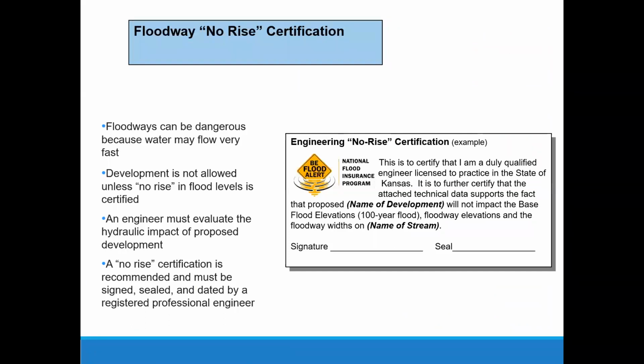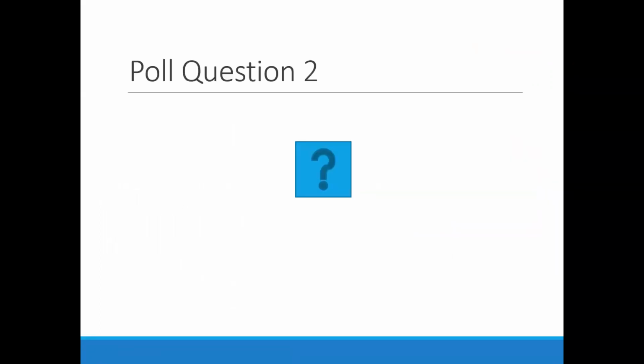And we have to have the no-rise certificate for any development in the special flood hazard area. So this is where it would be signed and sealed that any development in the floodway is not going to cause a rise in flood levels. So that's important. Okay. Oh, sorry, I went over just a couple minutes again.